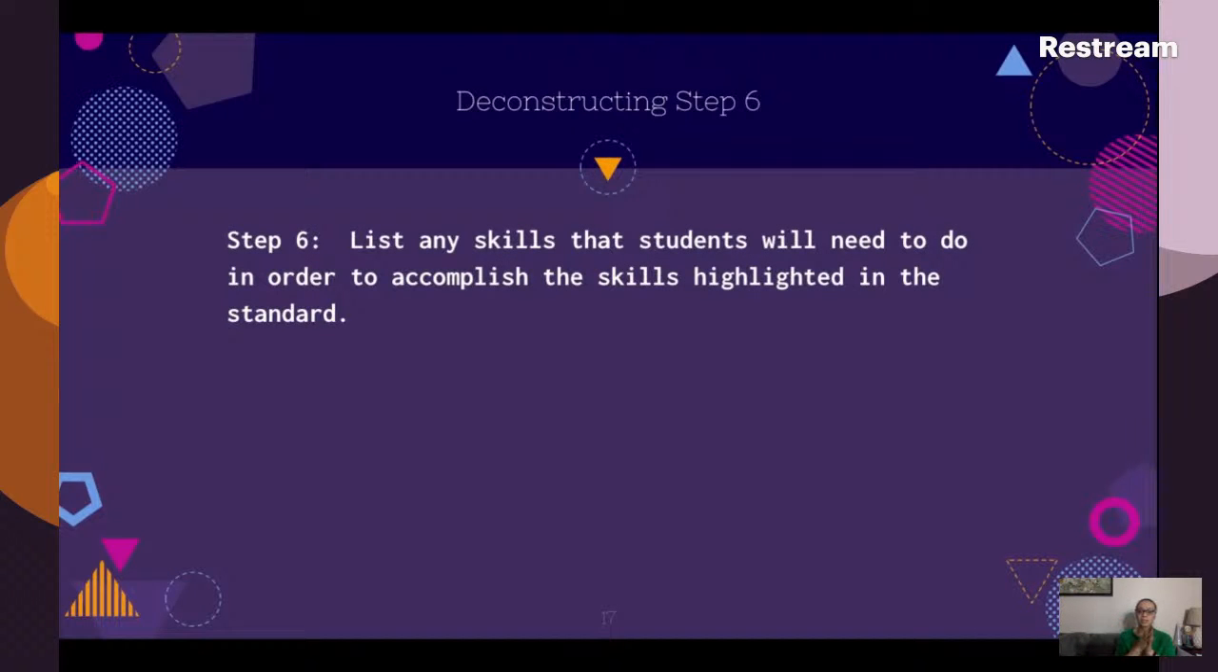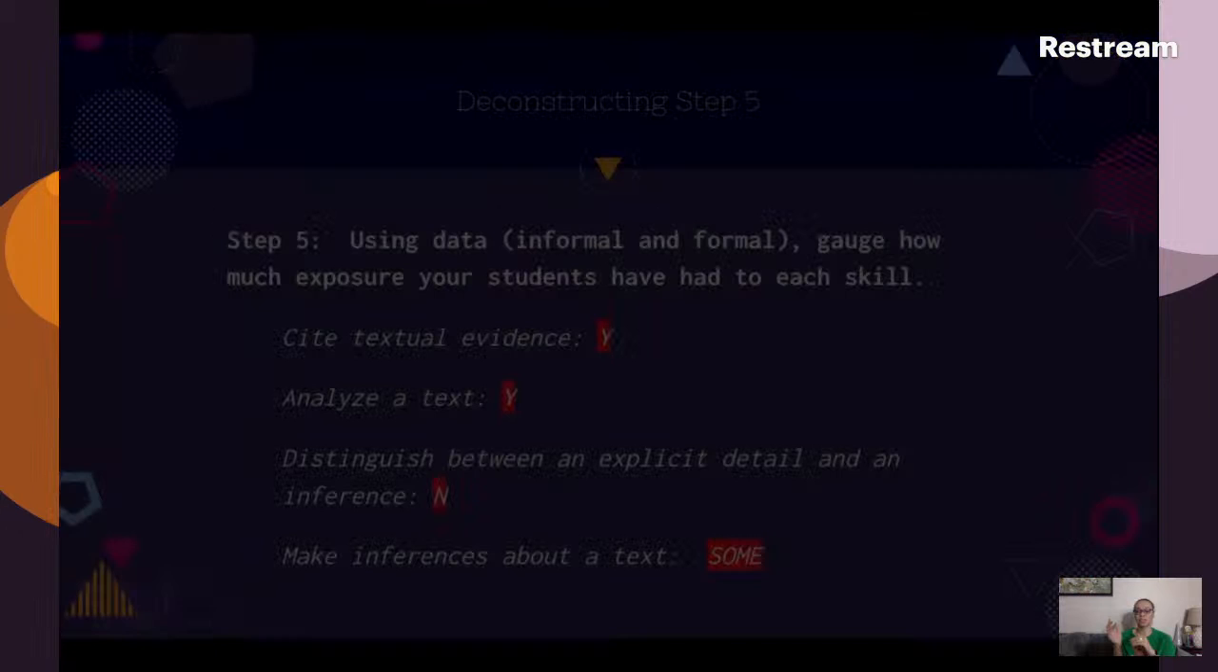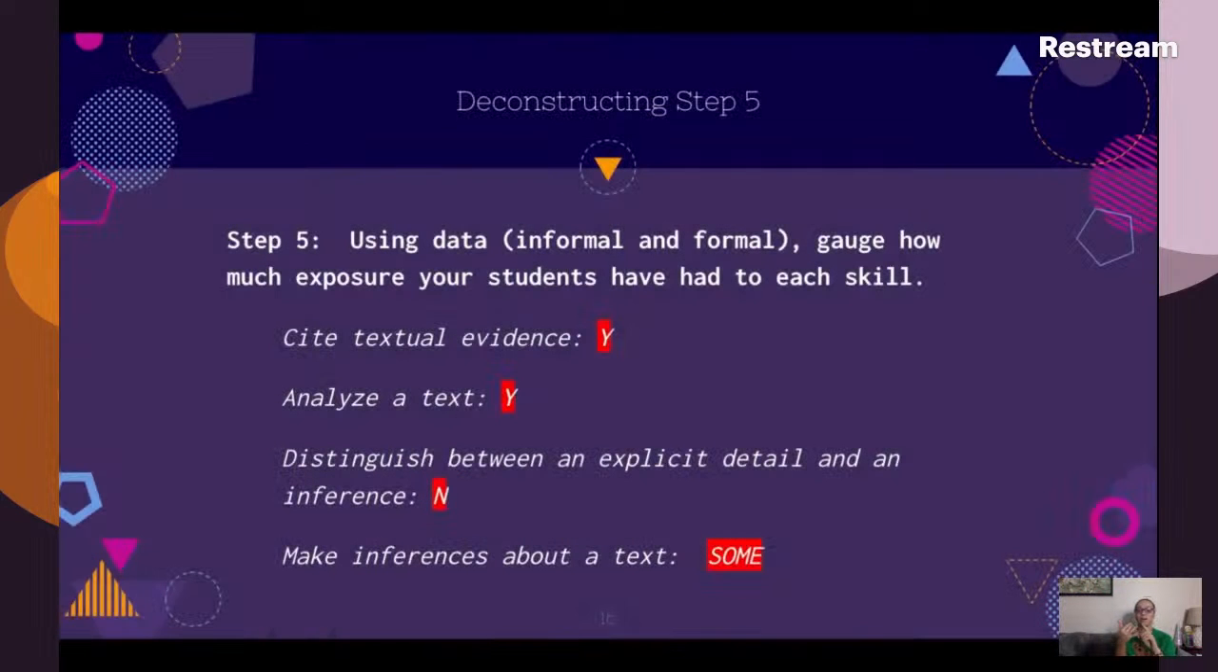So step 6. We're almost done. With step 6, you're going to list any skills that students will need in order to accomplish the skills highlighted in the standard. If I go back, we are citing textual evidence, we're analyzing a text, we're distinguishing between explicit details and inferences, we're making inferences.